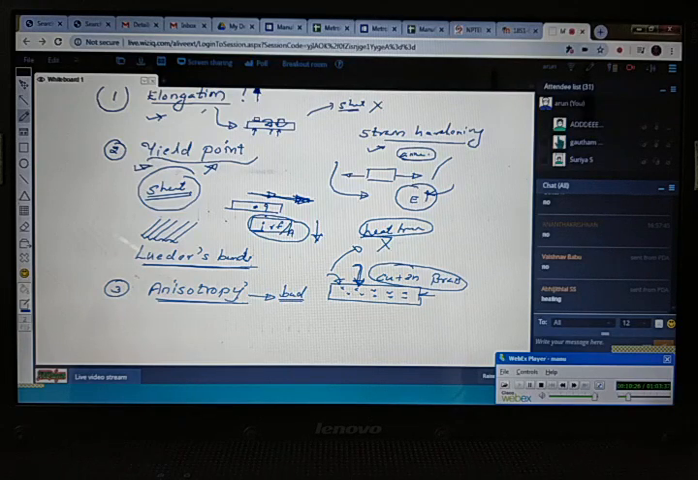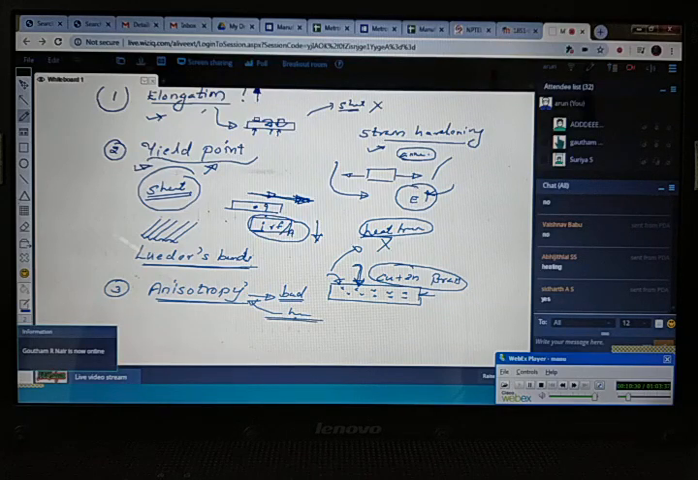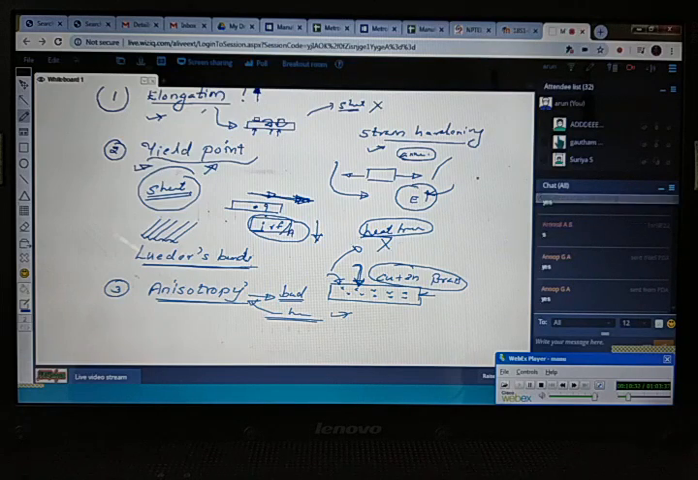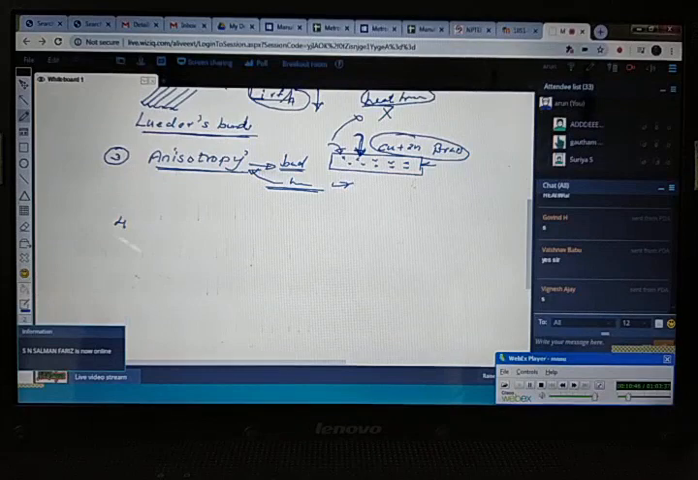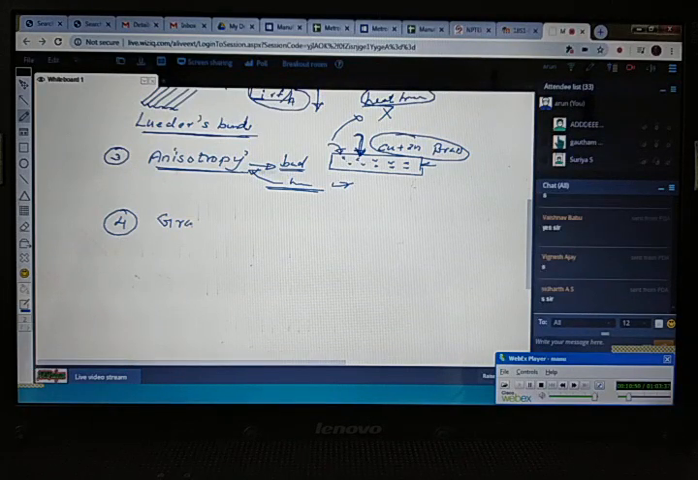So anisotropy will give a bad effect on the sheet metal. So that is another characteristic. Okay. So it should be isotropic in nature. And then the fourth one is grain size of the material, grain size of the sheet.